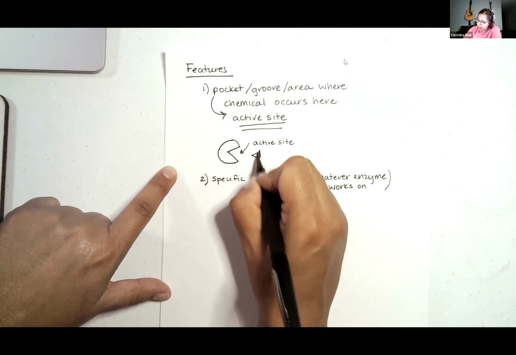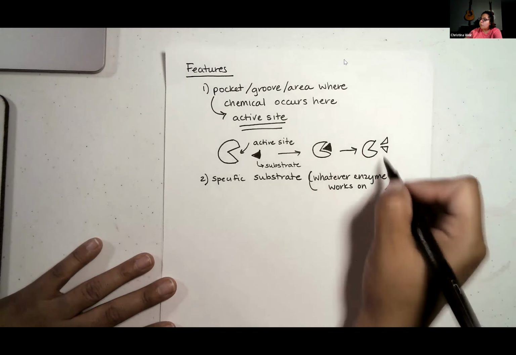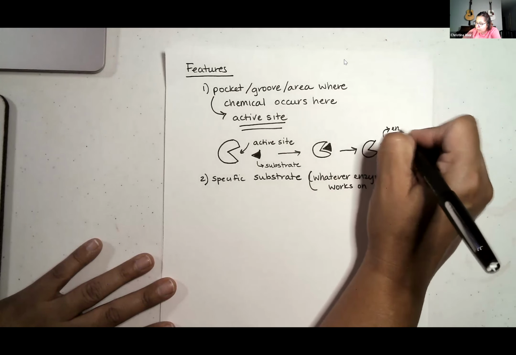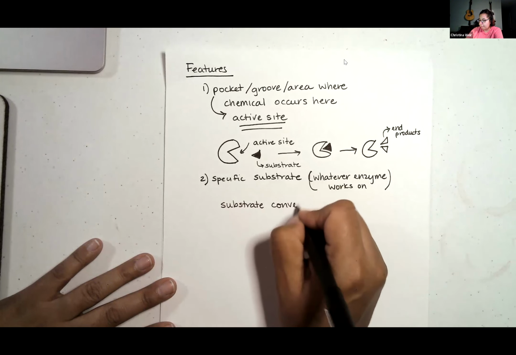So what's going to happen is that my enzyme and my substrate are going to come together. The substrate fits into the active site. Then the chemical reaction occurs. I get my enzyme back, but now my substrate might have been cut in half. Once the substrate is changed, now we call it the end product. And in this case, I have two of them. So a substrate is converted to one or more end products.